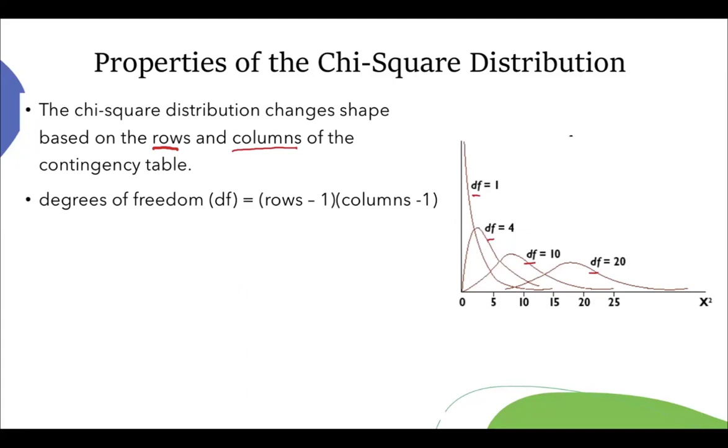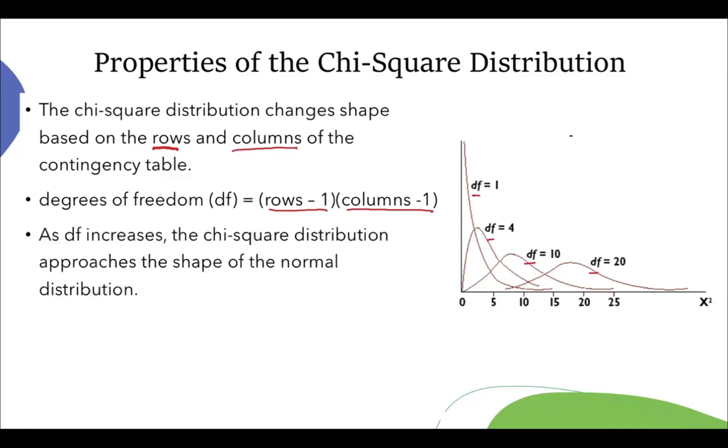To calculate degrees of freedom for the chi-square distribution, we take the number of rows in our contingency table minus 1 multiplied by the number of columns in our contingency table minus 1. We don't include the row for totals or the column for totals when we are calculating degrees of freedom. If you take a look at what happens when the degrees of freedom increases, here's a DF of 20. It tends to appear like a normal distribution eventually.